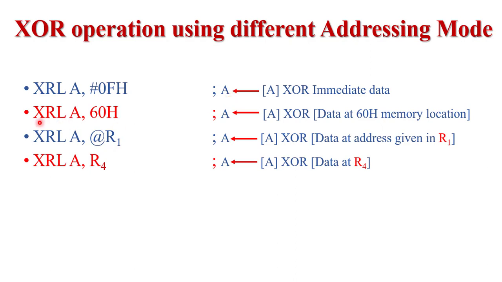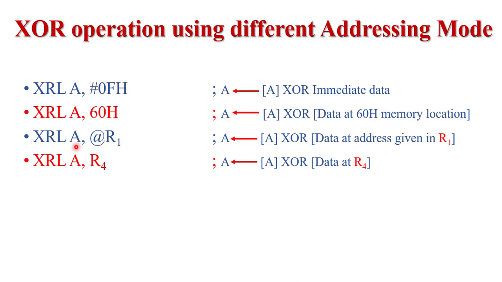Next instruction is XRL A, 60H. This instruction tells that perform XOR operation between accumulator data and the data stored in 60H memory location, because this instruction is the example of direct addressing mode and 60H is the address of a particular memory location. So the result is stored in the accumulator register.